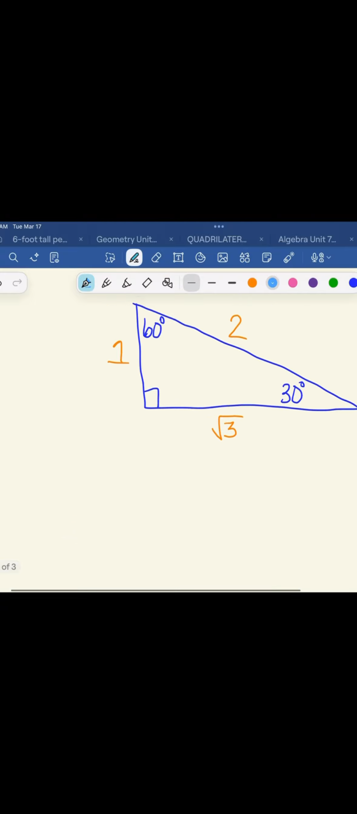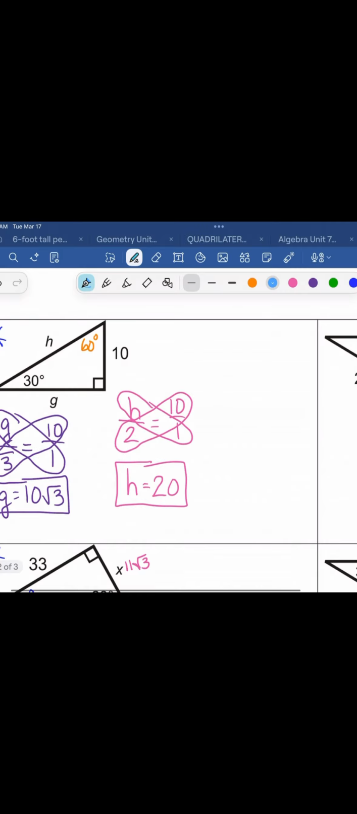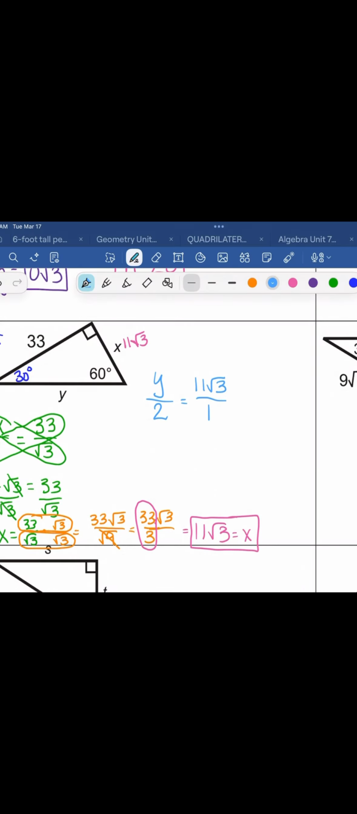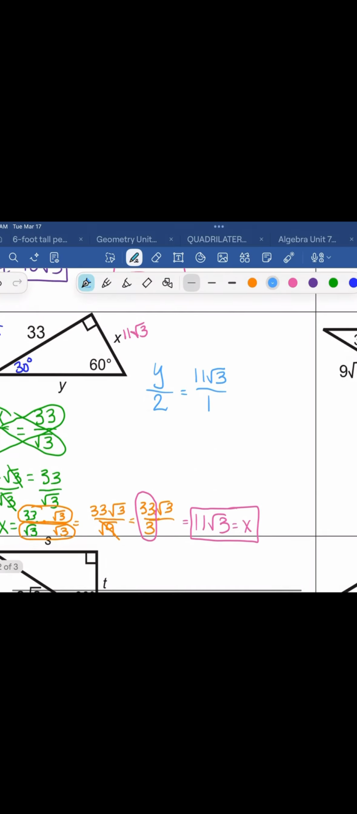Now when I cross multiply, look how nice this is. 1 times y is just y equals, nothing in front, so I don't have to divide. And then when I multiply across here, I actually can do 2 times the 11, which is 22, and then you just put the square root of 3 on the end.